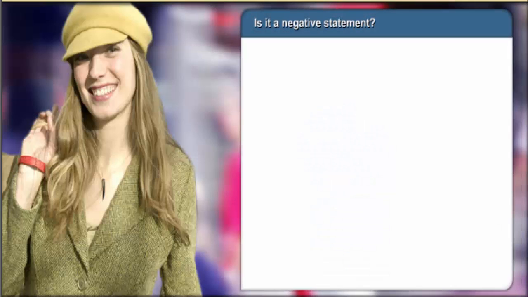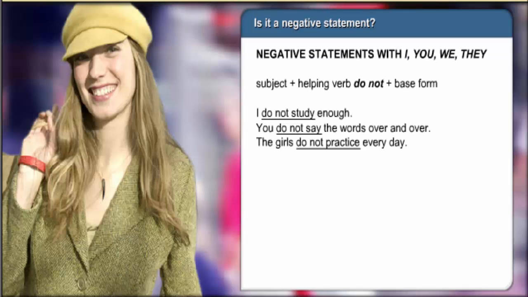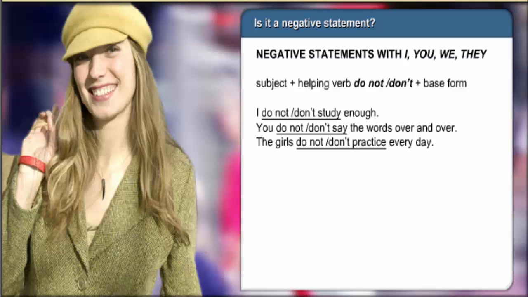Is it a negative statement? For the subjects I, you, we, and they, use the helping verb do plus the word not followed by the base form of the main verb. I do not study enough. You do not say the words over and over. The girls do not practice every day. Or use the contraction don't plus the base form of the main verb. This happens often in spoken English.